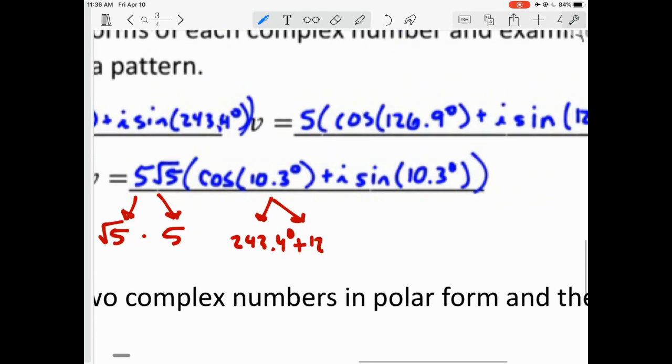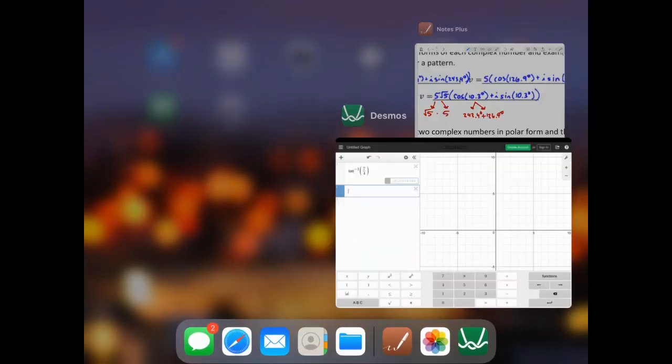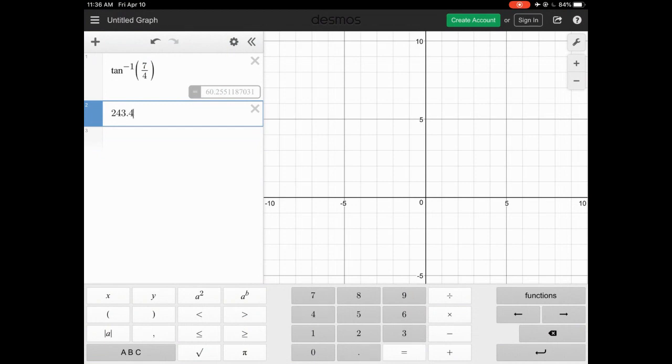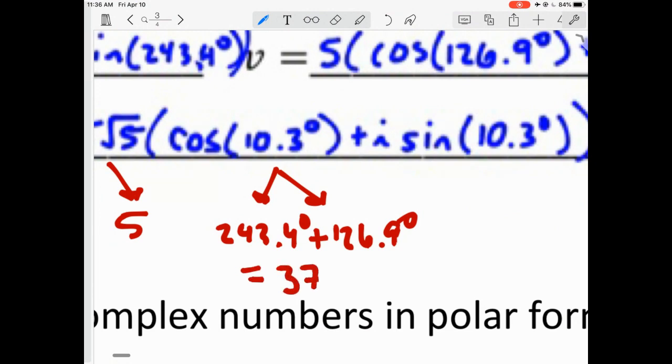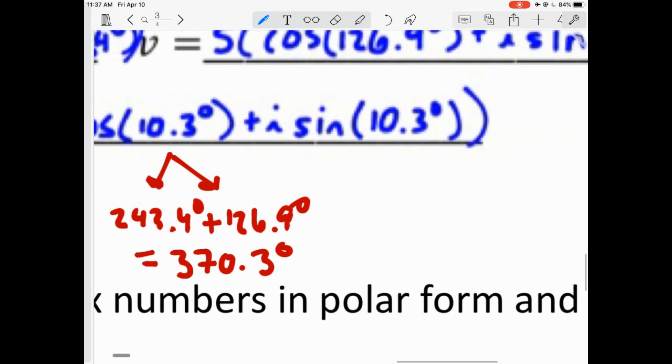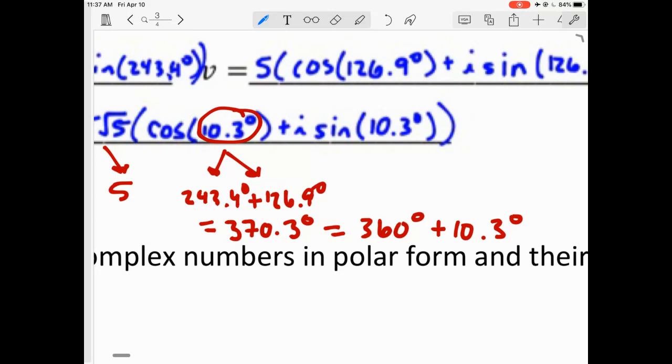243.4 plus 126.9 degrees. All right, if I took those and added them, 243.4 plus 126.9, I get 370.3. Is that what we wanted? Doesn't seem like it's that, we see 10.3. What is this? Well, we know that 370.3 is really just 360 degrees plus 10.3 degrees. So when we calculated it, we got just that small angle.